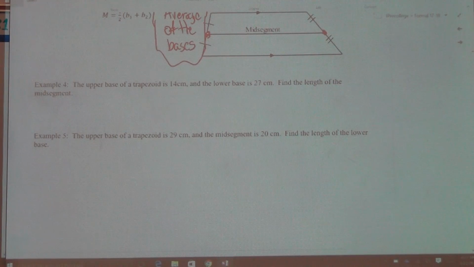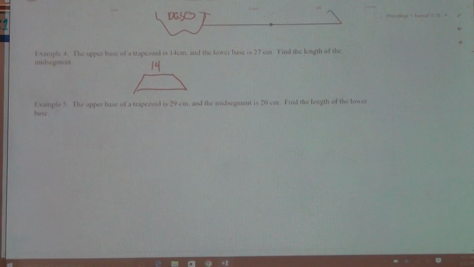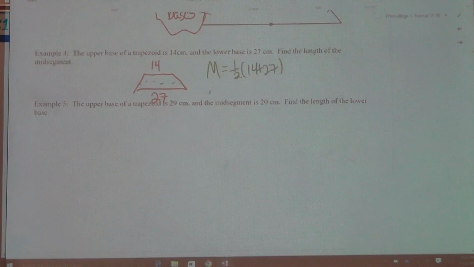On this page, the upper base is 14, lower base is 27. Want to find the length of the mid-segment. The mid-segment is going to be capital M equals 1/2 of 14 plus 27. And that's going to give us M is 1/2 of 41. And that's going to give us M equals 20.5.